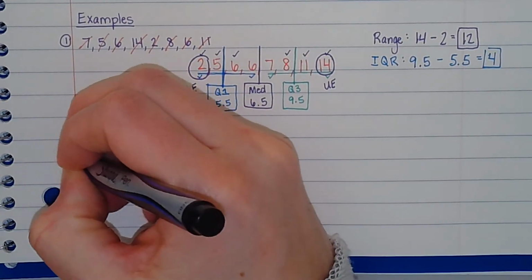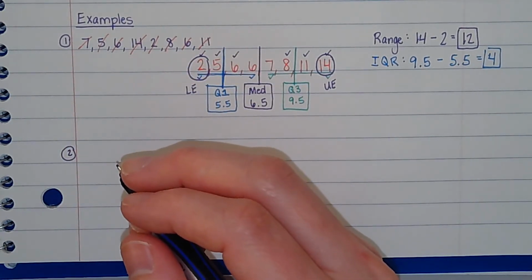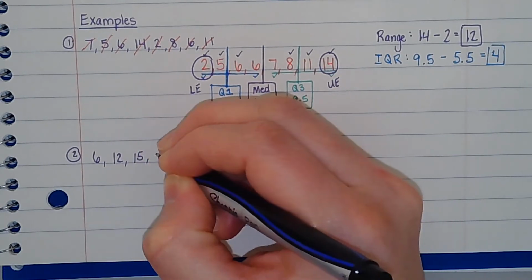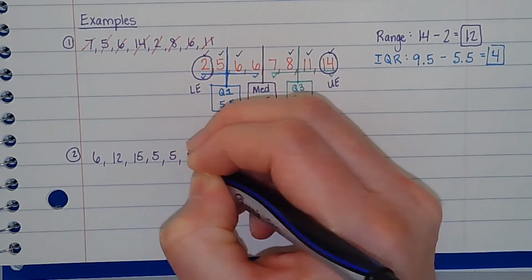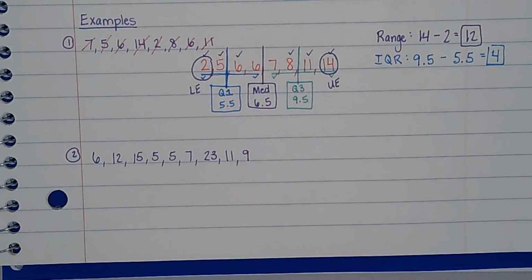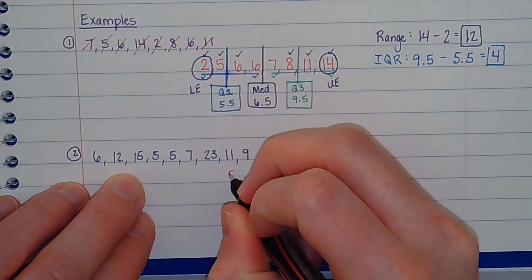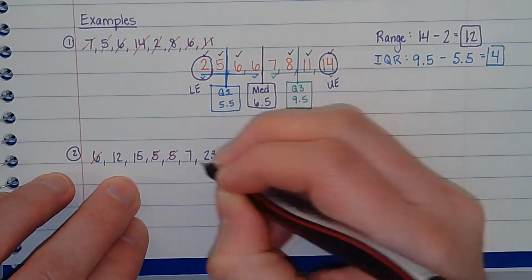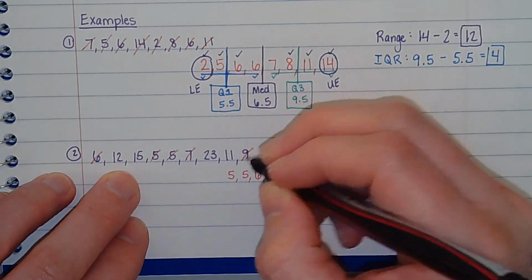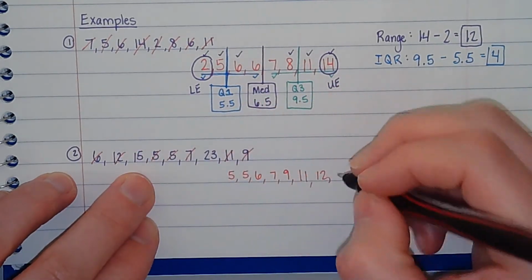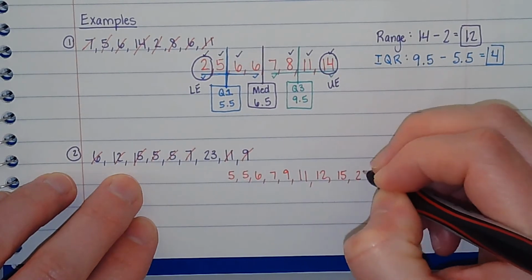Obviously, I'm only doing 2 because I'm not going to have enough room. So let's do 6, 12, 15, 5, 5, 7, 23, 11, and 9. Okay? Remember, the first step is you got to put them in order from least to greatest. So 5, 5, 6, 7, 9, 11, 12, 15, and 23. Okay, so I got them all.